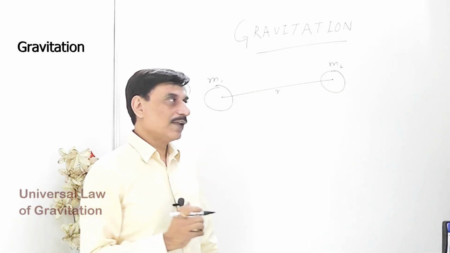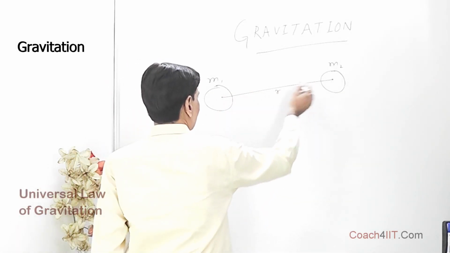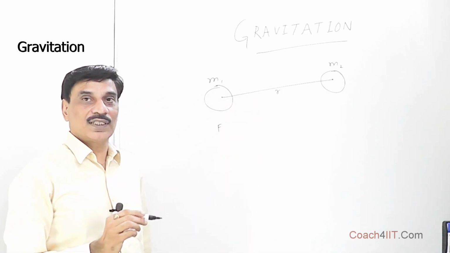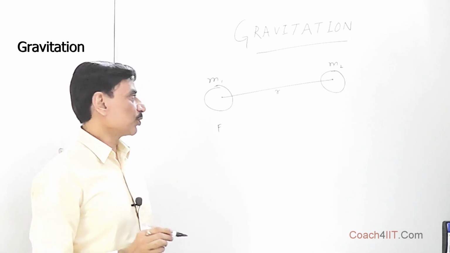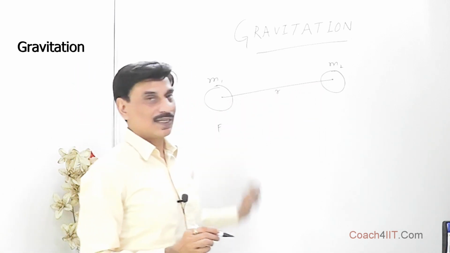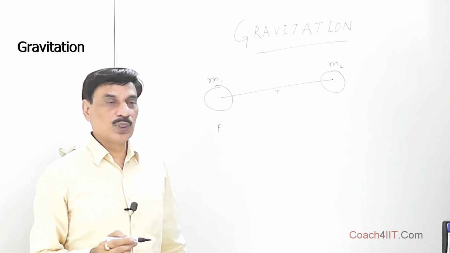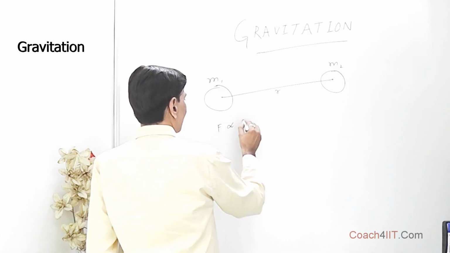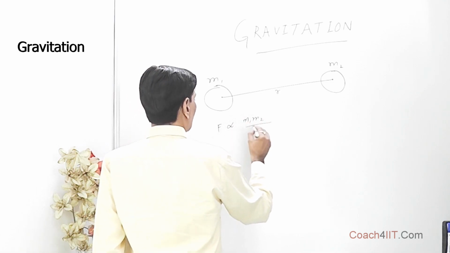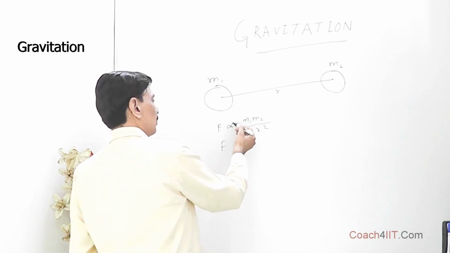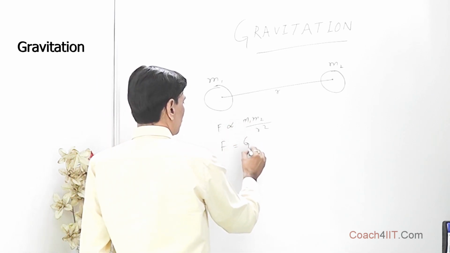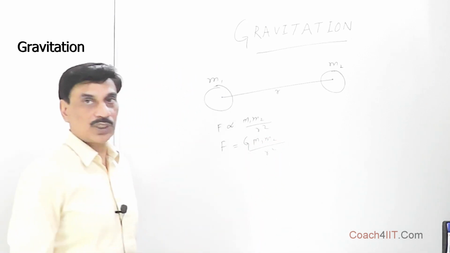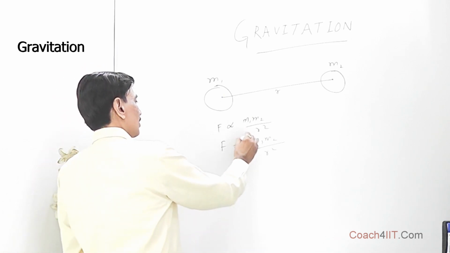Gravitation says if there are two bodies separated by distance r, then between them there is a force of attraction. This force of attraction is directly proportional to the product of these masses and inversely proportional to the square of the distance between them. That is, F is proportional to m1 m2 upon r square, and when we remove the proportionality to equality, it comes out to G m1 m2 upon r square.